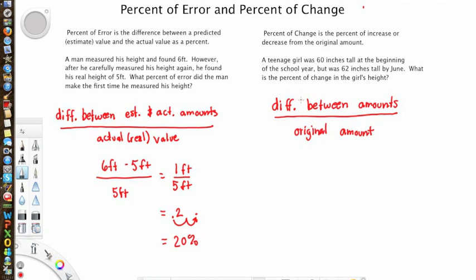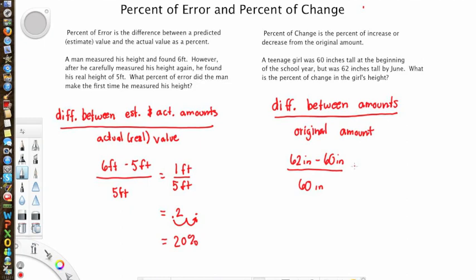We have a teenage girl was 60 inches tall at the beginning of the school year, but was 62 inches tall by June. Wow, what is the percent of change in the girl's height? Well, we find percent of change by finding the difference between the two amounts and the original amount. Well, our two amounts are 62 inches and 60 inches. We're going to find the difference between that, and we divide that by the original amount, or in this case the original height, which is 60 inches.